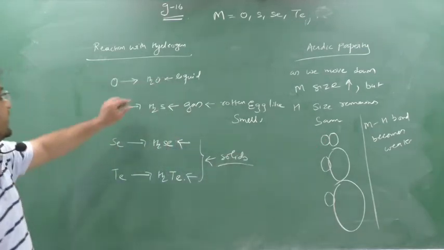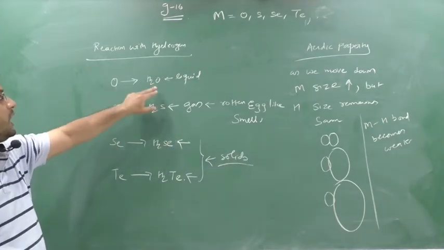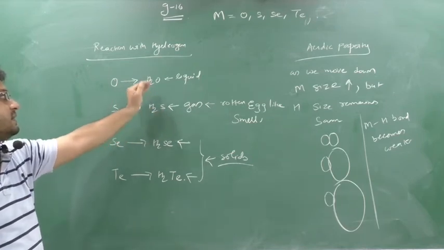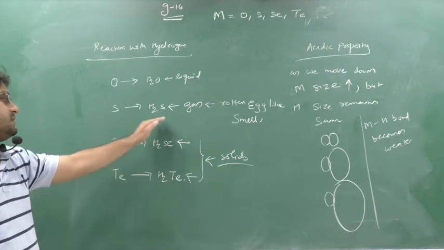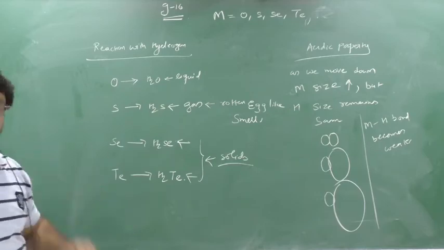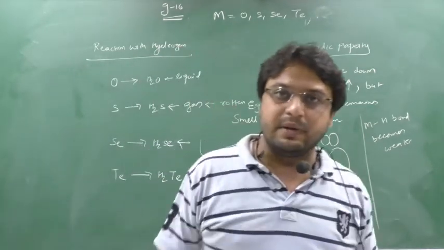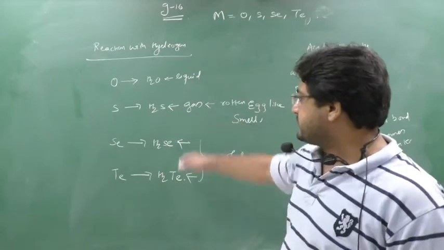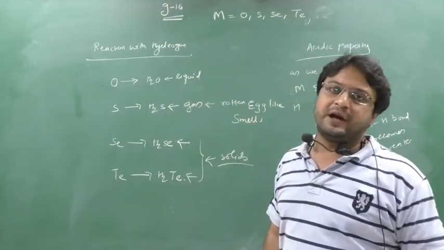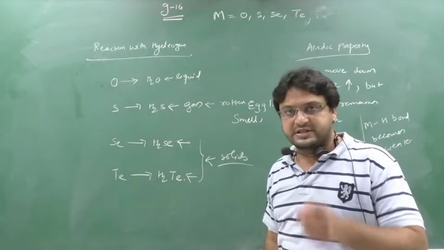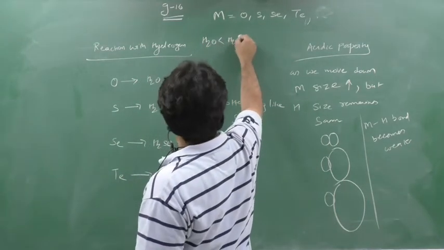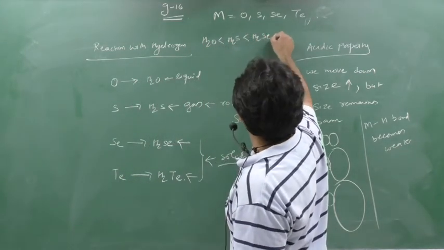Yes or no? So see here, in H2O, hydrogen is small and O is also small, so the bond is stronger. As I move to sulfur, the size of sulfur increases compared to oxygen, but hydrogen size remains the same. Similarly, selenium size increases compared to sulfur, but hydrogen size remains the same. So moving downside the group, the MH bond becomes weak. When the MH bond becomes weak, the removal of hydrogen becomes easy. And the removal of hydrogen means what? Acid. So moving downside the group, acidic property increases. Yes or no? So H2O is less acidic, then H2S, then H2Se, then H2Te.